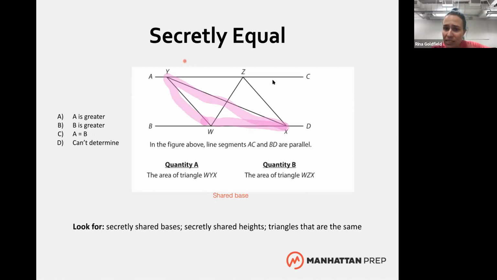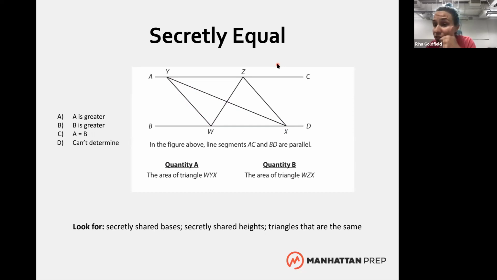Now, Rina told me, be skeptical of my eyes. What if actually this line is at a tilt? And these two heights here, if I'm drawing in our height, it goes from here, that's one height, and then from here is the other height, right? It's dropping from the top of the shape, the highest part of the shape, all the way down to the floor. What if they're not equal? But they tell us AC and BD are parallel. That means our two heights here, again, are parallel. So we have these secretly shared bases and secretly shared heights.